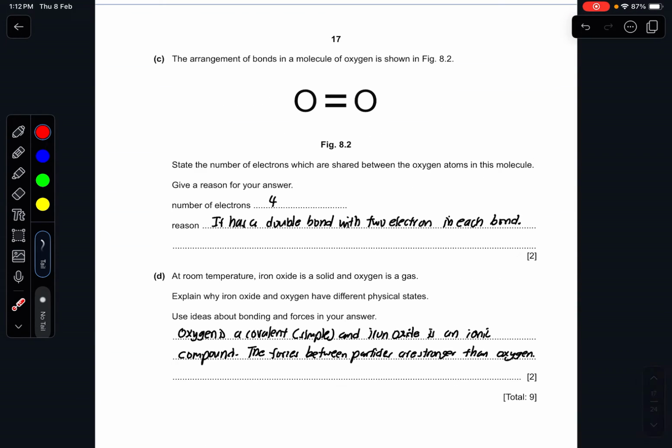C. The arrangement of bonds in the molecule of oxygen is shown in figure 8.2. State the number of electrons which are shown between the oxygen atoms in this molecule. Give a reason for your answer.